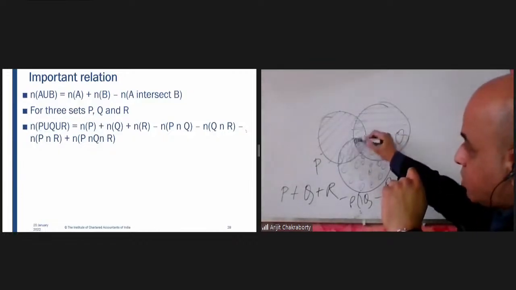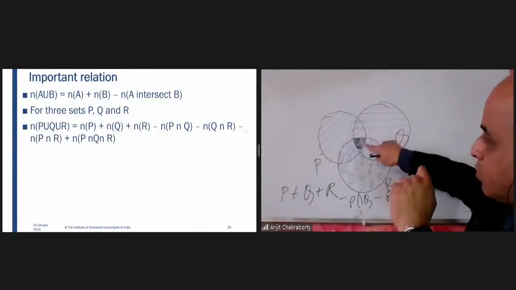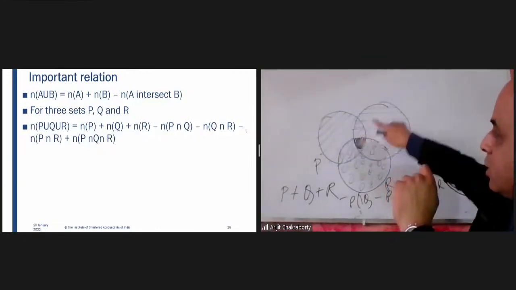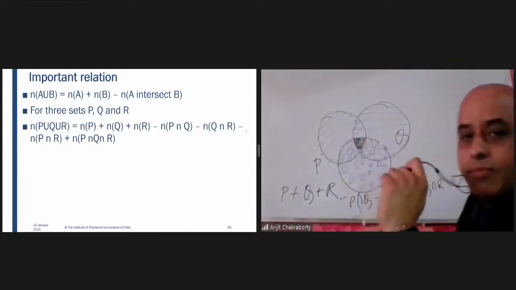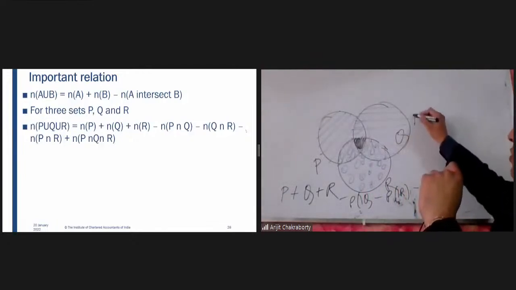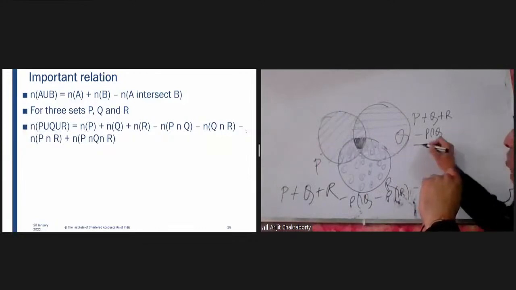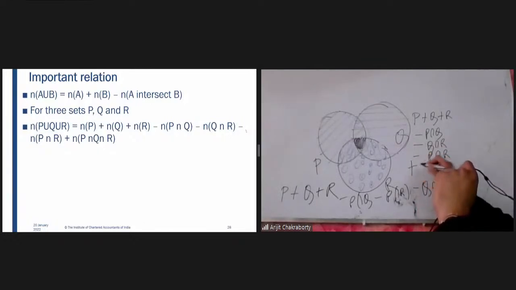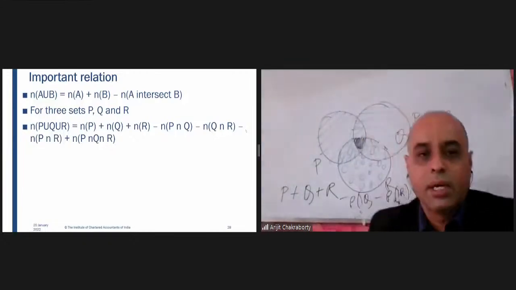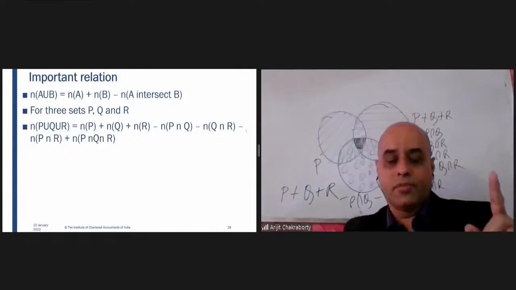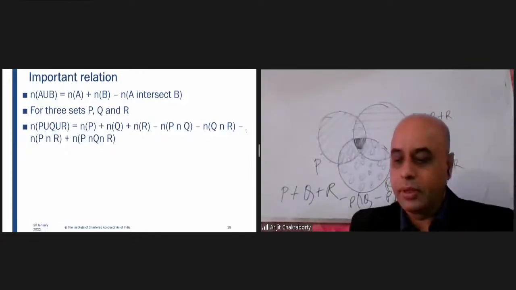Then this common portion which I am darkening now is there in P also, in Q also, and in R also. This is added back. So what we do is P plus Q plus R minus P intersection Q minus Q intersection R minus P intersection R plus P intersection Q intersection R. You just have to remember this formula. Of course, very few sums might come on this formula where three sets are involved.